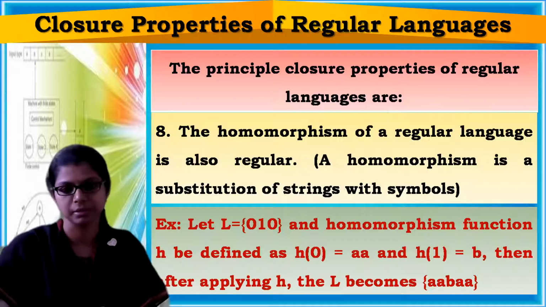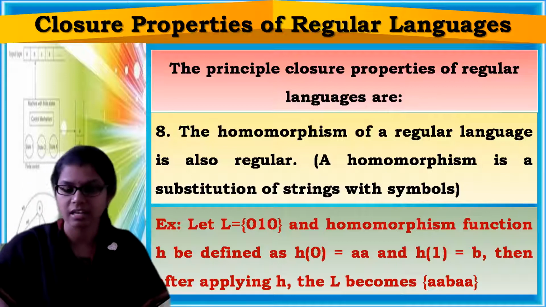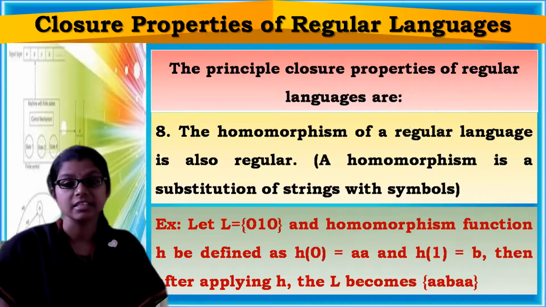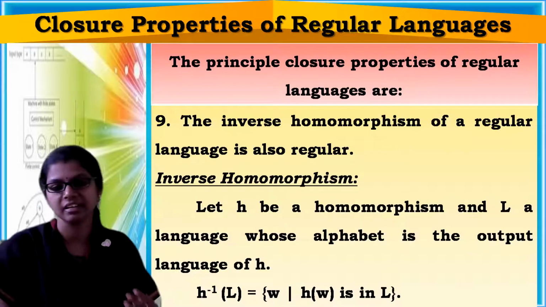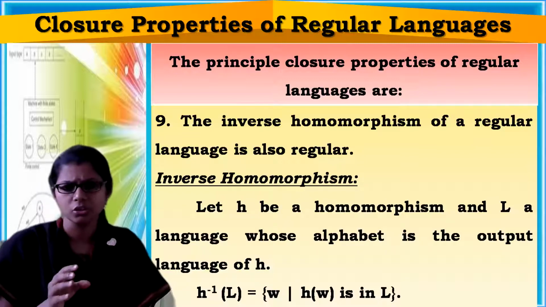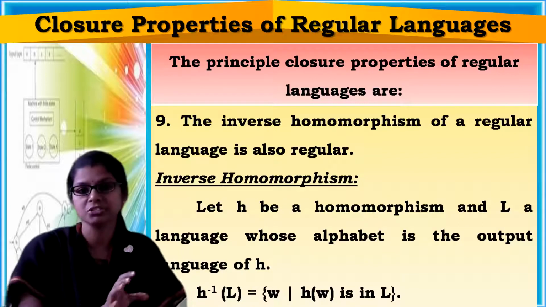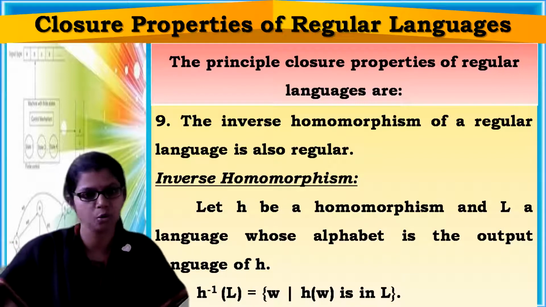This is the eighth closure property. Next, coming to the ninth closure property, which is the last property, that is inverse homomorphism of a regular language is also regular. You got to know about homomorphism, right? Homomorphism means substituting strings with symbols.